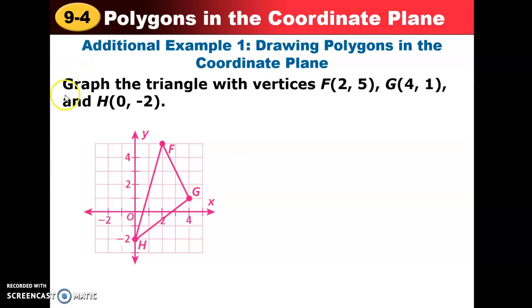So the first example is really simple. We're just graphing 3 points, F, G, and H, and then we're connecting the dots to make a triangle. If you have 3 points, what shape are you going to end up with? A triangle. Okay, so F is (2, 5), so that's up here. G is (4, 1) over here, and H is (0, -2). We can connect those 3 dots, and voila, you have a triangle. Very easy.